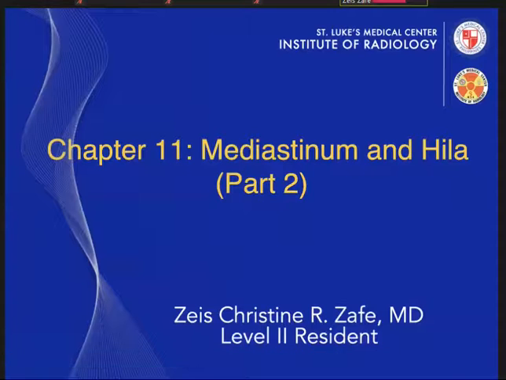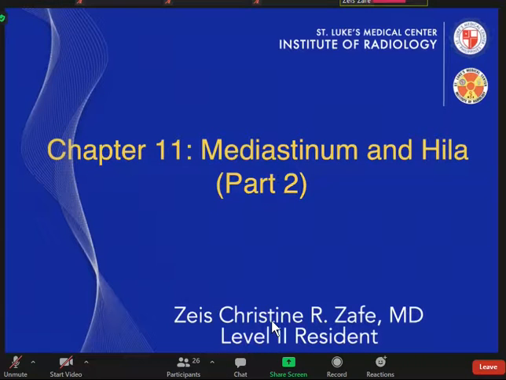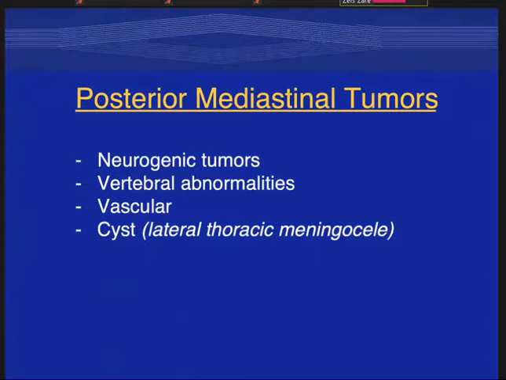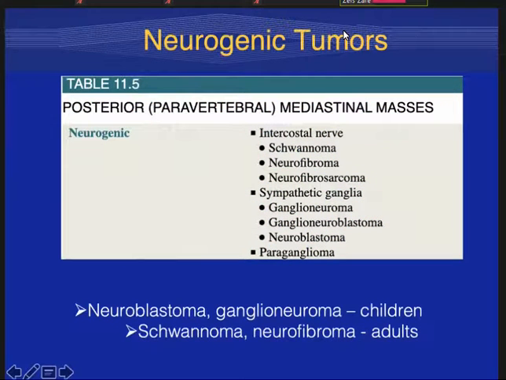We'll be discussing the second part of chapter 11. Posterior mediastinal masses can either be due to neurogenic, vertebral, or vascular abnormalities or cyst formation. Neurogenic tumors are classified by their tissue of origin, either arising from intercostal nerves, sympathetic ganglia, and paraganglionic cells.